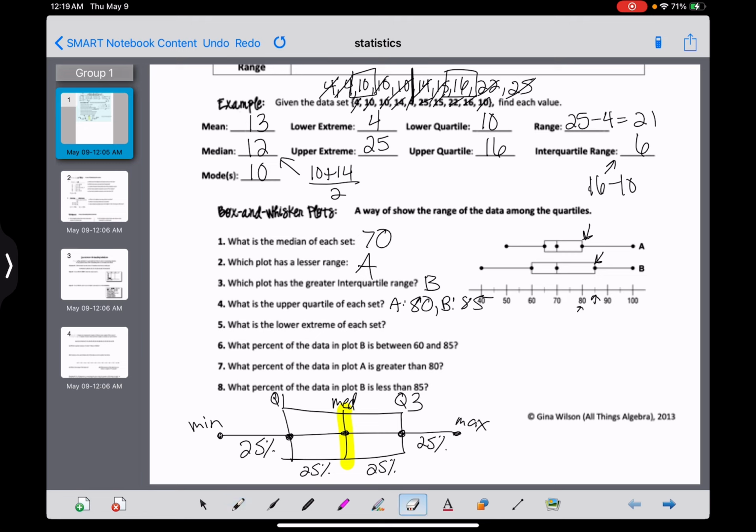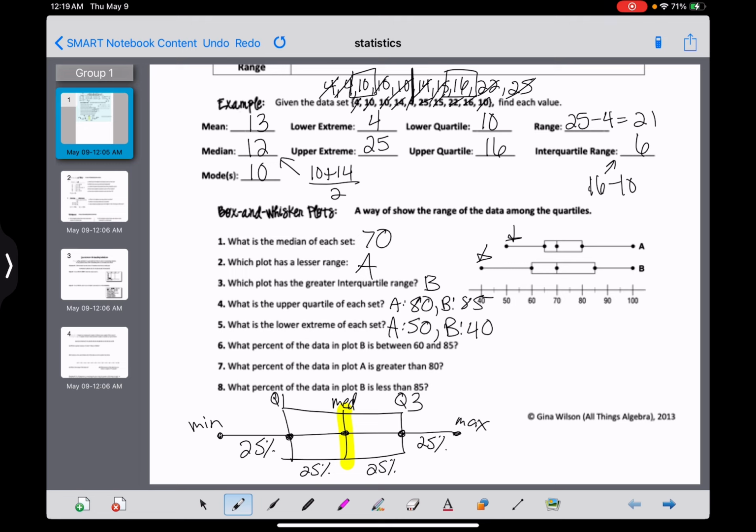And then it's asking in the next part, what's the lower extreme? So remember that is this section here. And you can see A is falling here at 65, and B is falling, oh, just kidding, ignore everything I just said. That was the lower quartile. It's late, I'm sorry. This is the lower extreme, the minimum. So the minimum for set A is at 50, and for B, it is at 40.